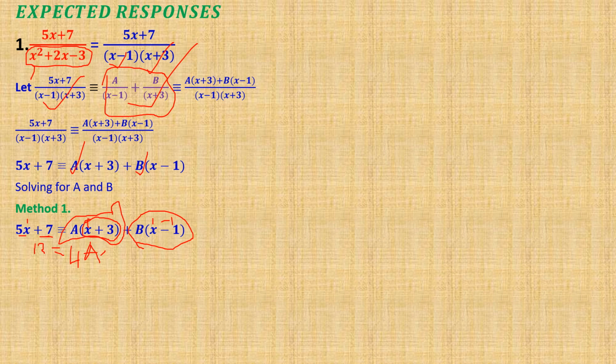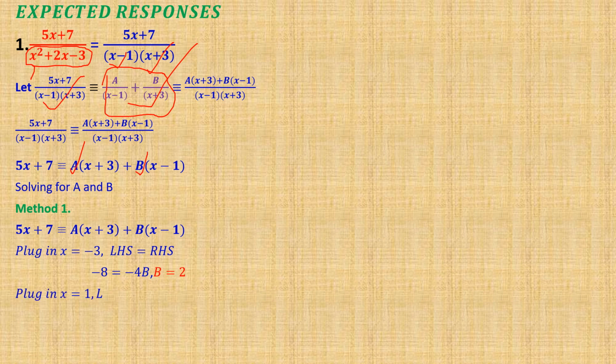Basically, we need to look for ways of solving for A and B, such that we get back to the split fractions and substitute the respective values of A and B. If I plug in x equal to negative 3, on the left hand side I will have negative 8, and on the right hand side I will have negative 4B, and in the end B will be equal to 2. When I plug in x equal to 1, the left hand side will have 12, and the right hand side will have 4A, and ultimately A will be equal to 3.